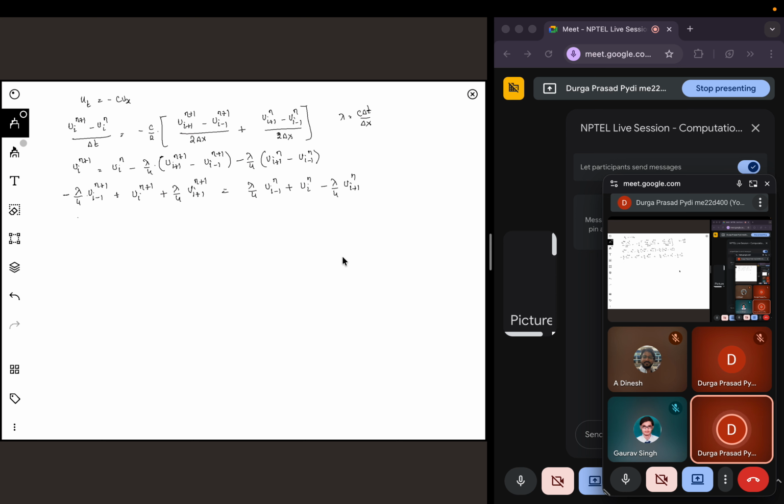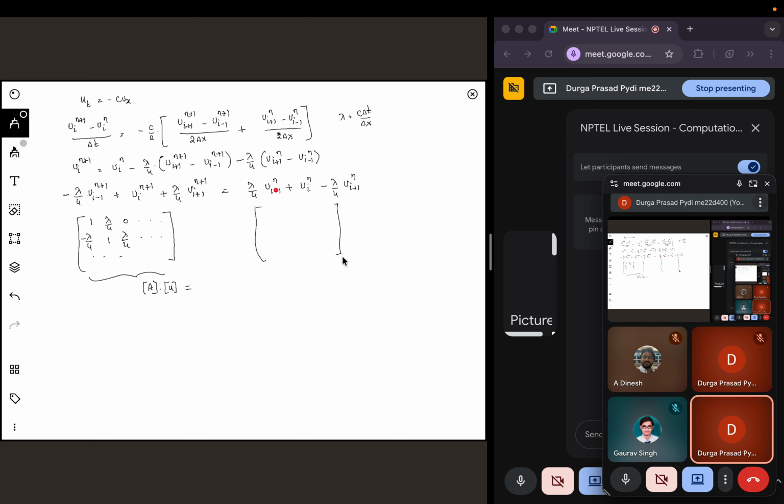If I write it as a matrix, initially it will be 1, lambda by 4, 0, and so on, and then for the i minus 1 term the coefficient will be minus lambda by 4, the ith term will be 1, and the i plus 1 term will be lambda by 4. This keeps going, so this is a tridiagonal matrix. I'll call this matrix A, times the values of u that we are solving for. Similarly, we have a tridiagonal matrix on the other side as well.